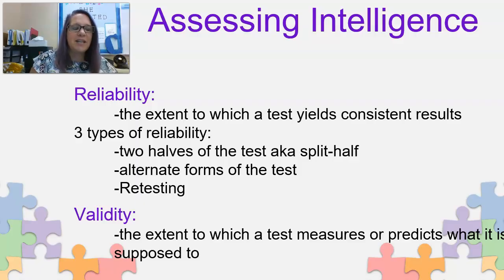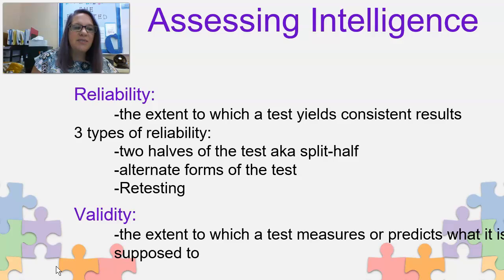And then retesting. If we give someone a test as a 6-year-old at the beginning of 1st grade, and we give them the same test again in the middle of 1st grade, and then again at the end of 1st grade, we want to see similar scores. We don't want anything to be too off, because otherwise that might mean that the test is not very reliable.